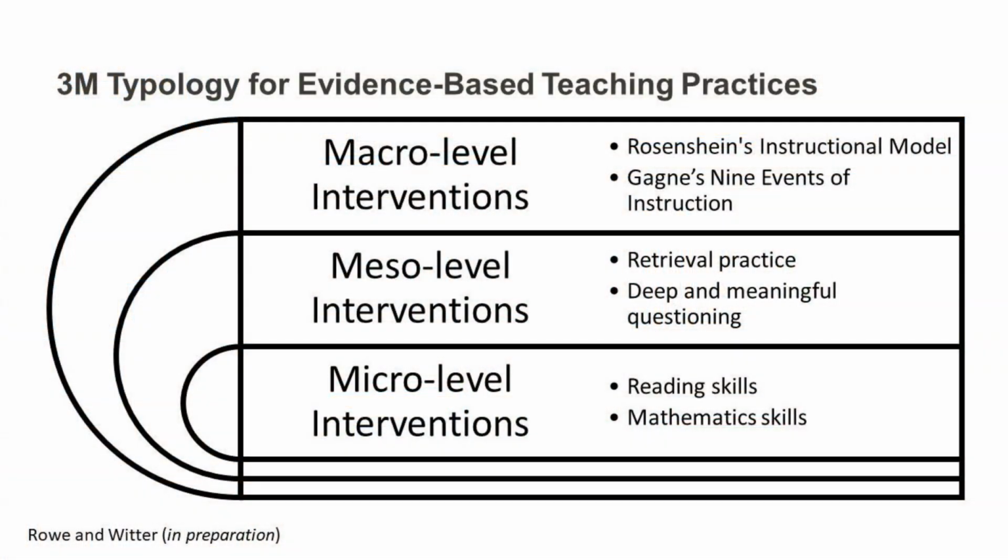Okay, so that's all the information overload that I'm going to give you for today. Let's do a quick recap. The first thing we looked at was the typology of teaching and learning interventions. We talked about the triple M model, the macro, the bigger picture stuff, the more generic interventions, so Rosenshine and Gagne's instructional models. Then we talked about the meso or middle level. These are more generalizable than specific strategies, but nevertheless they're less generalizable and less applicable to broader classroom experiences than the macro framework there. These were retrieval practice and deep and meaningful questioning at that middle layer.